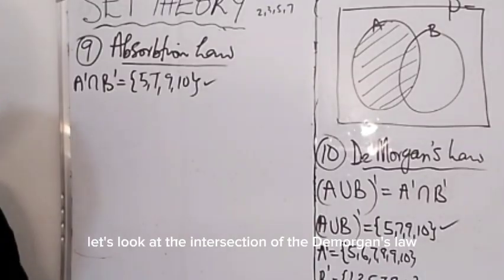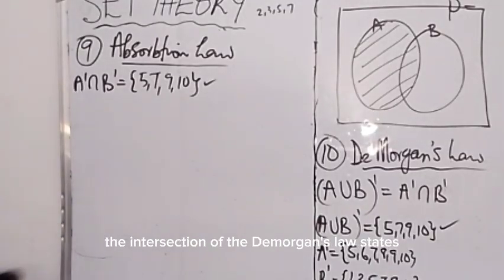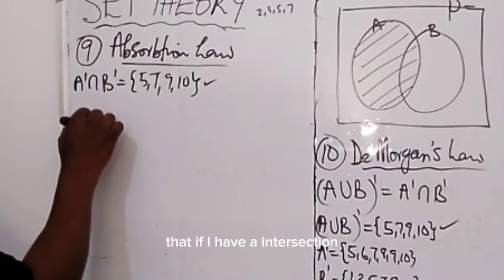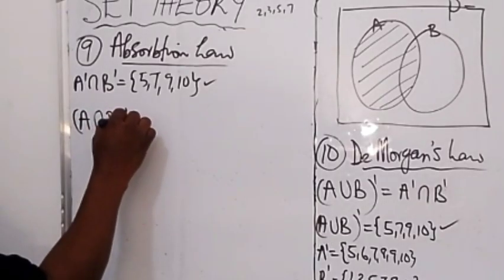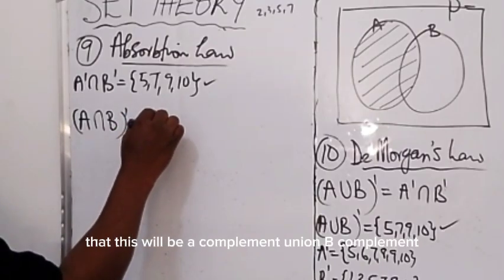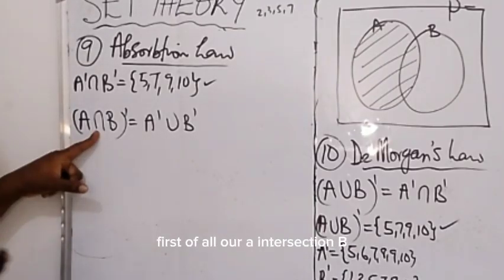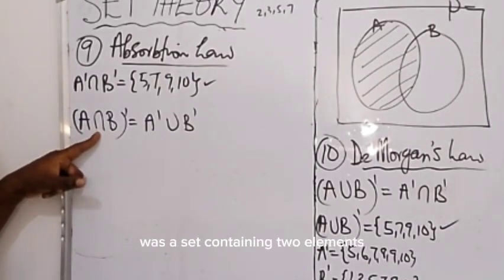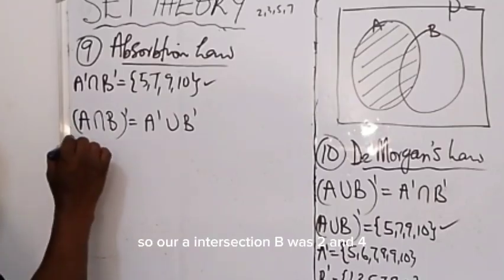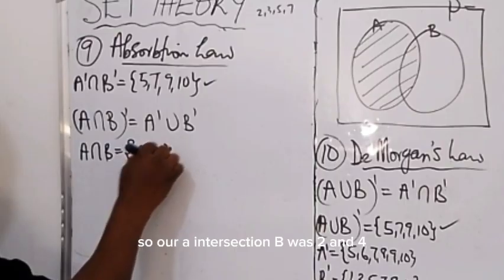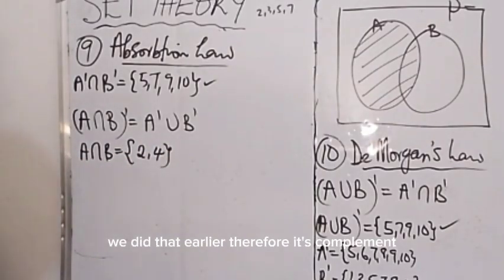Let's look at the intersection of the De Morgan's law. The intersection of the De Morgan's law states that if I have A intersection B complement, this will be A complement union B complement. So let's pick out these things. First of all, our A intersection B, if you can cast your mind back, was a set containing 2 elements, and that is 2, 4. So our A intersection B was 2 and 4. We did that earlier.